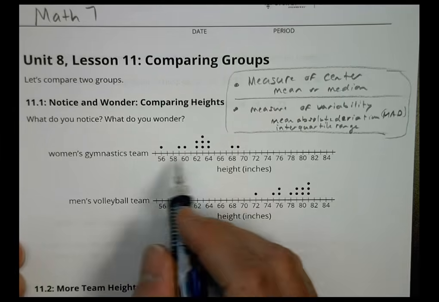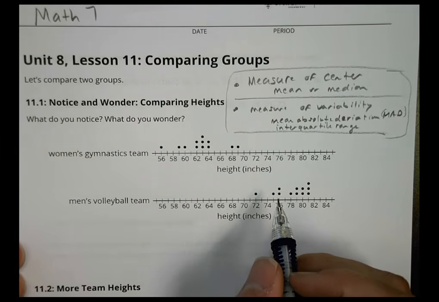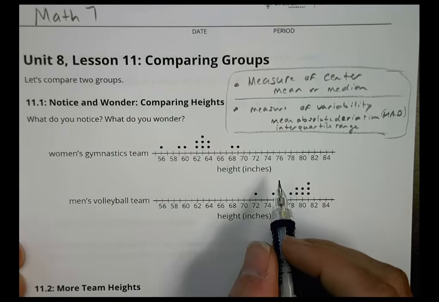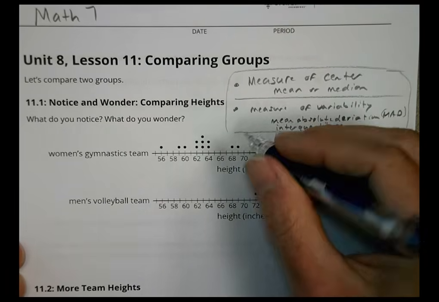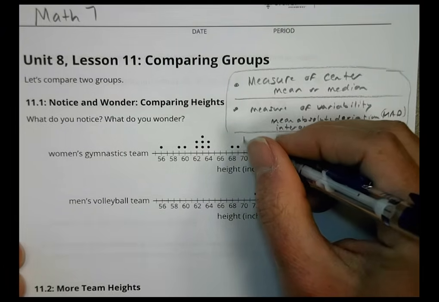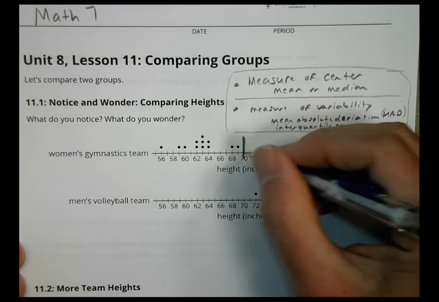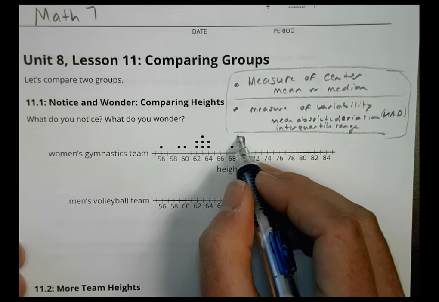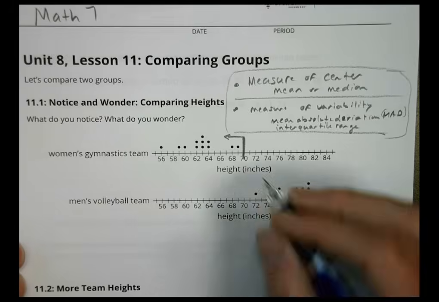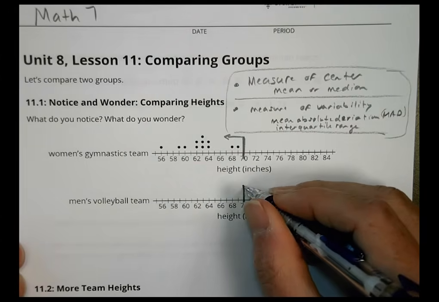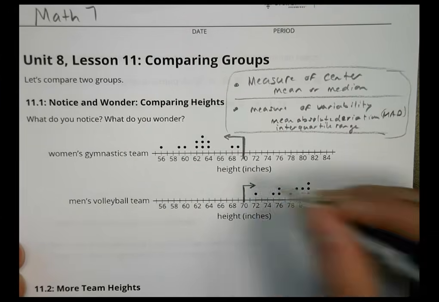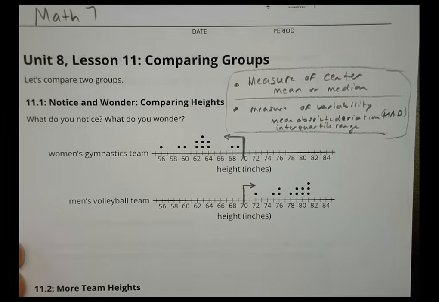So you look at their heights here. What are some things you notice? What are some things you wonder? Now, one thing I notice is that for the women, they're all below 70 inches tall. Everyone is less than 70 inches tall. But for the men's basketball team, they are all greater than 70 inches tall.